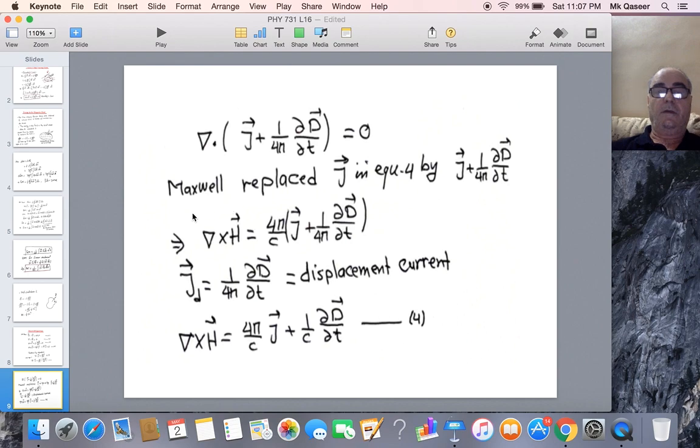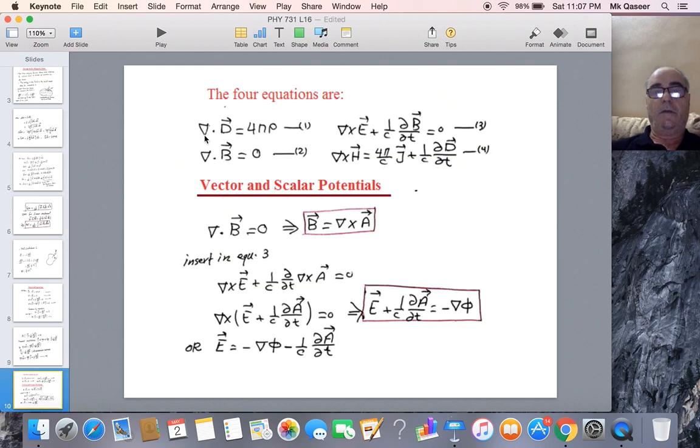So in the curl H equation, we have to add this term, which is 1 over 4 pi ∂D/∂t. So we get 4 pi over c of (j plus 1 over 4 pi ∂D/∂t). This is the displacement current. So we get the fourth equation as a modified equation by this term. Now we have these four equations for the time varying field.